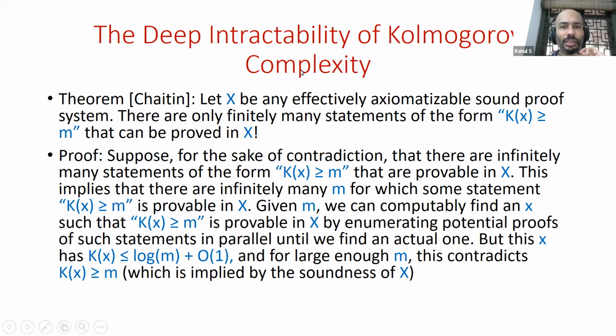So let's call this the deep intractability of Kolmogorov complexity. Kolmogorov complexity seems a very natural notion of compression, but it is going to be very hard to analyze in a rigorous way. And this theorem is due to Chaitin from the 60s.